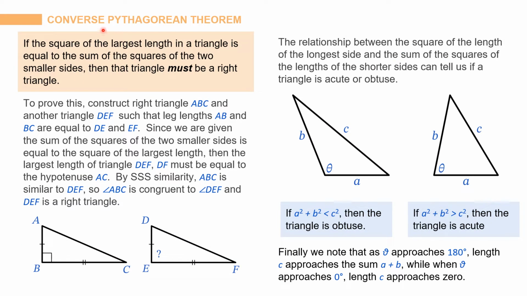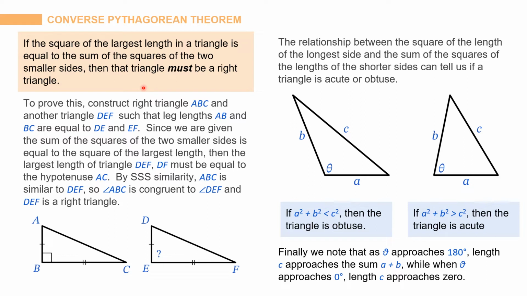So let's move on to the converse Pythagorean theorem. If the square of the largest length in a triangle is equal to the sum of the squares of the two smaller sides, then that triangle must be a right triangle. The Pythagorean theorem told us that if we have a right triangle, then a squared plus b squared equals c squared. The converse tells us if we have a triangle where a squared plus b squared is equal to c squared, then that has to be a right triangle.